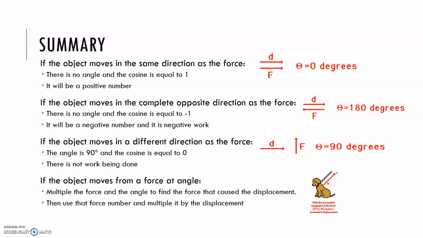Looking at the third, the force and the displacement are essentially at right angles. The force is going up, the distance is horizontal. That would be cosine 90, which would give you 0, and no work is being done. And then the fourth would be looking at an angle. So if something has caused an object to be displaced at an angle, you're going to be using cosine of that angle and multiplying it by the force and the distance the object moved.